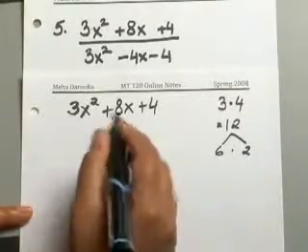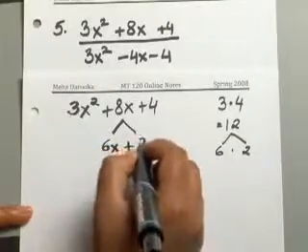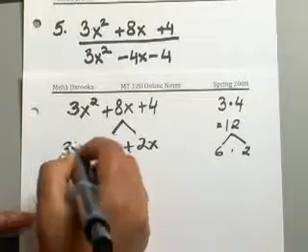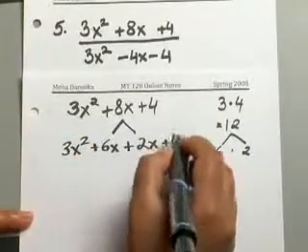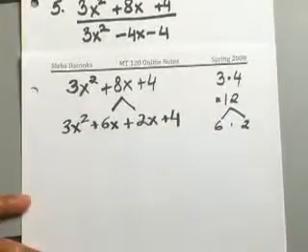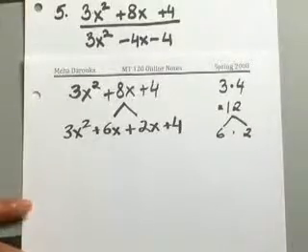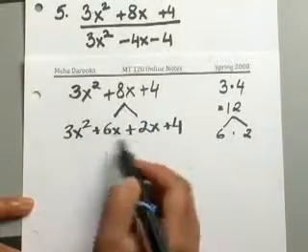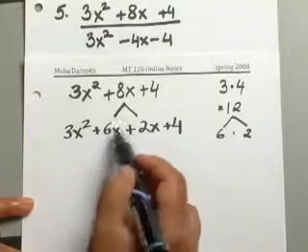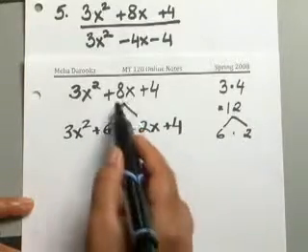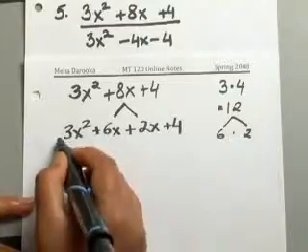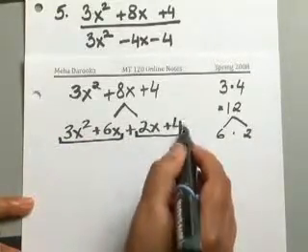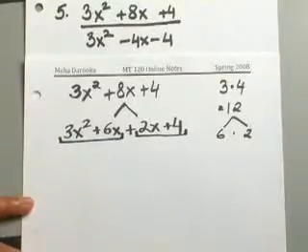So instead of writing it as 8x, we will go ahead and write it as 6x plus 2x, and then the first term and the last term will of course stay the same. Okay, once you split your middle term up, again remember we want the expression to stay the same. You're just trying to factor this, so you have to break up your middle term. Once you do that, you will go ahead and group the first two terms and group the last two terms.